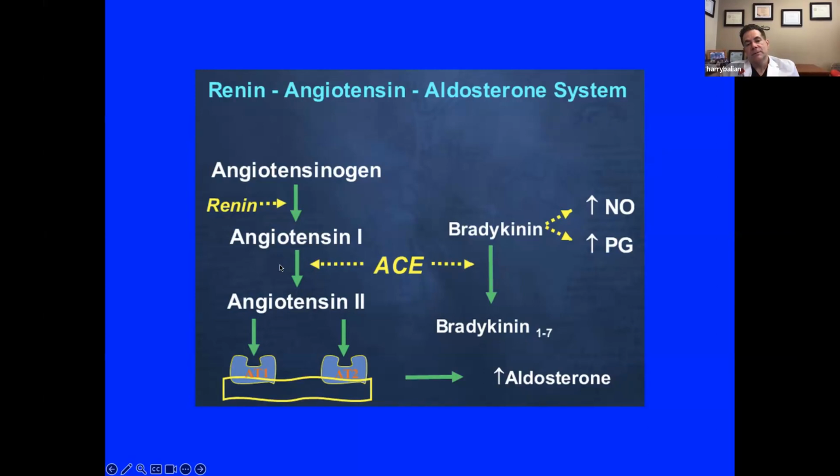The ACE inhibitors block angiotensin 1 to 2 conversion. You have angiotensin receptor blockers, which actually block the receptors and lead to less release of the aldosterone. And then you also have blockers of the aldosterone that also work in a fashion where you have decreased vasoconstriction, decreased sodium retention.